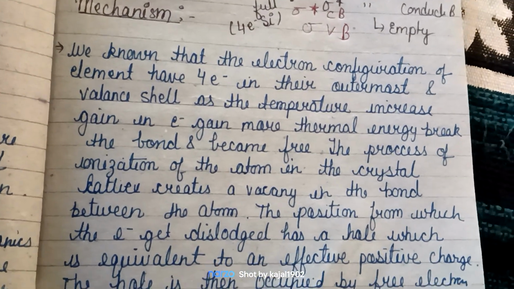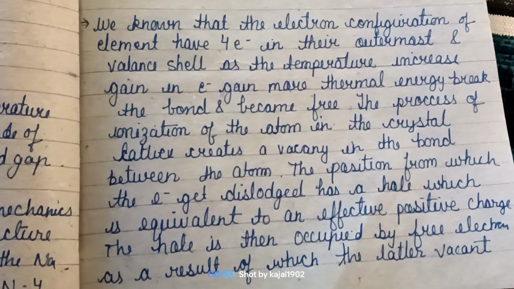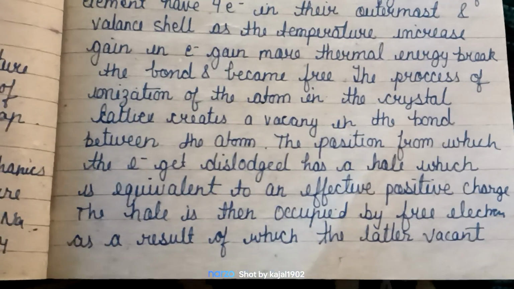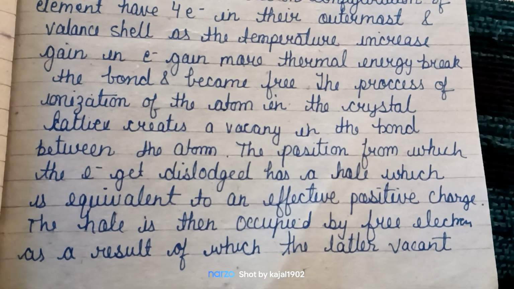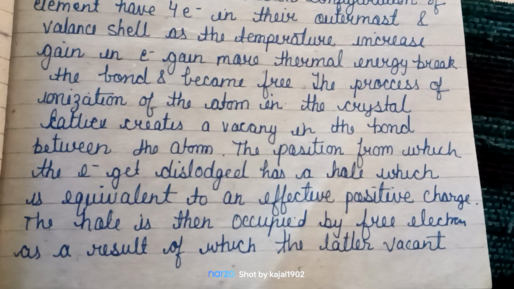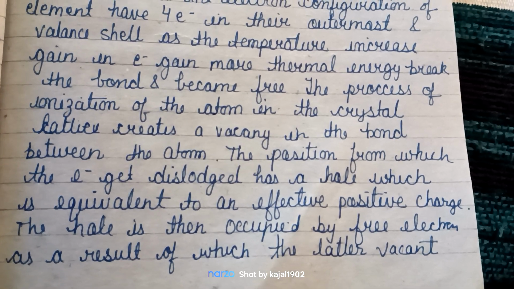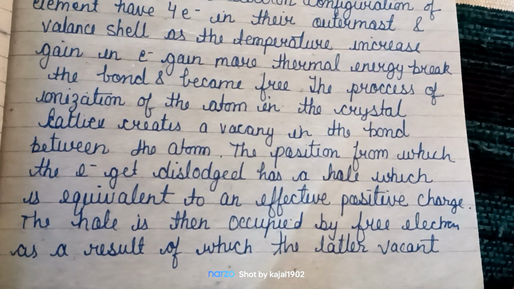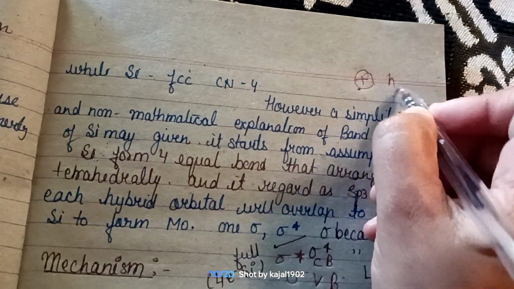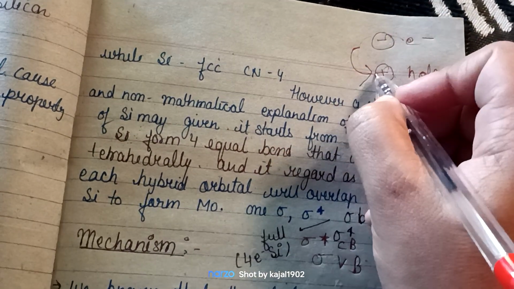Mechanism: we know that the electronic configuration of the element has 4 electrons in the outermost shell, the valence shell. As the temperature increases, the electrons gain more thermal energy, break the bond and become free. The process of ionization of the atom in the crystal lattice creates a vacancy in the bond between the atoms. The position from which the electron gets dislocated is the hole, which is equivalent to the effective position of a positive charge. The hole is then occupied by the free electron. So here you can see this positive charge is the hole and this one is the electron. So the electron occupies the hole.